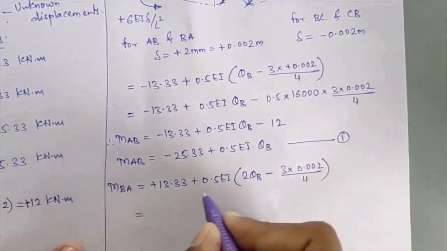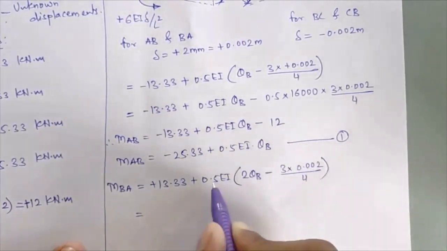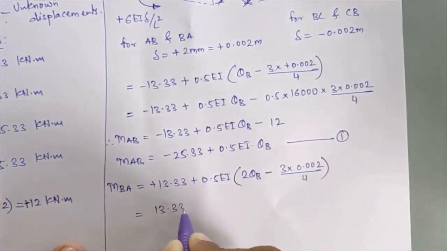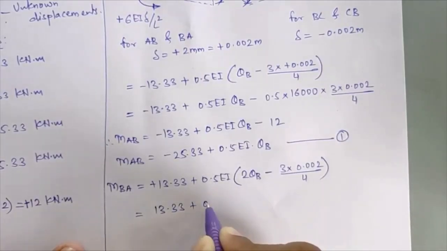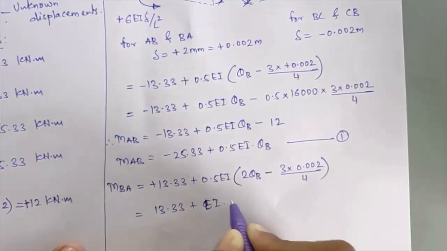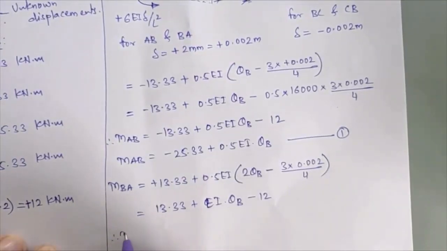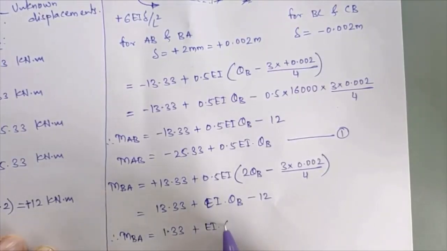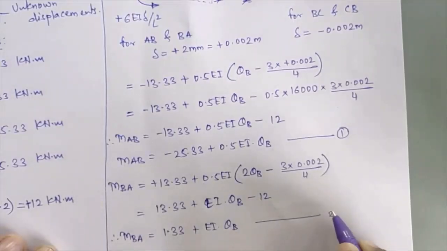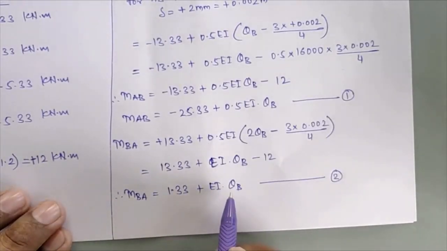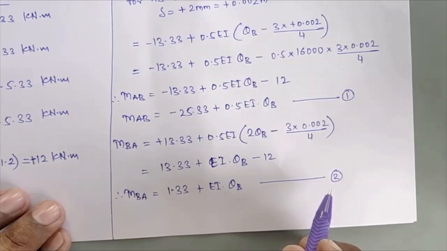So if you simplify this, what will I get? Plus 13.33, then this term you are going to get 0.5 EI into this total term, minus 12 over there. So 13.33 plus 0.5 into 2, that you will get EI into 1 theta B minus 12. So if you simplify this, I'll get MBA is equal to 13.33 minus 12, I'll get 1.33 plus EI into theta B. That will be my equation number 2. So 1.33 plus EI into theta B, that will be my equation number 2.